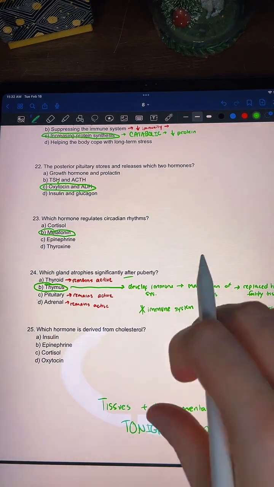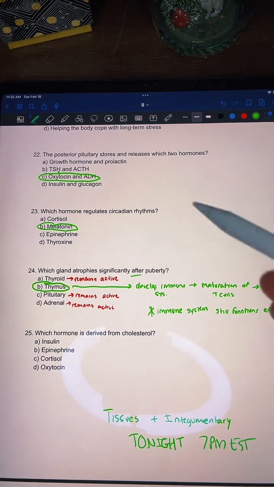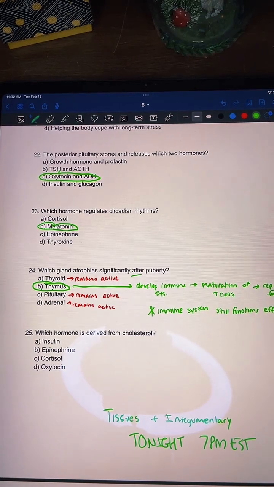But let's move on to number 25 here. We're almost done with the questions, and at the end here, I'll answer some questions and go into more of what you guys are asking.